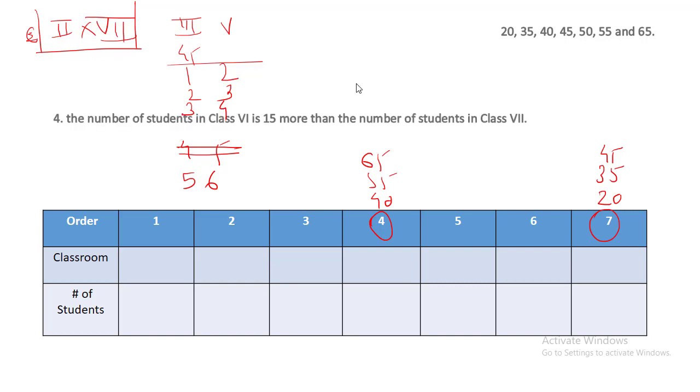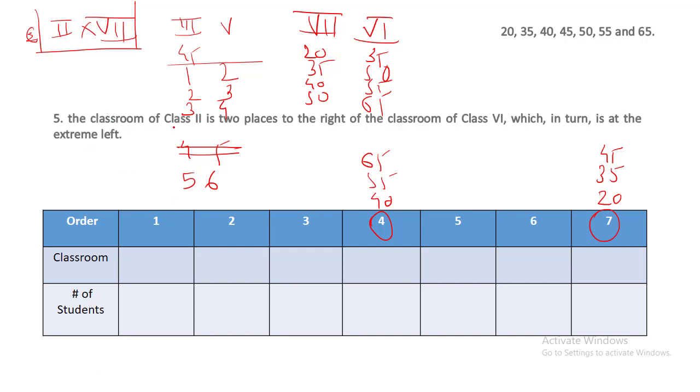So fourth point, the number of students in class 6 is 15 more than the number of students in class 7. So for 7 and 6, we will have a few possibilities as well. So 20 and 35 is one of the combinations. Then 35 and 50. Then 40 and 55. Then 45 and 60 is not available, 50 and 65. So we have 4 combinations for the number of students in class 7 and 6. So again, we haven't placed this particular point in our table.